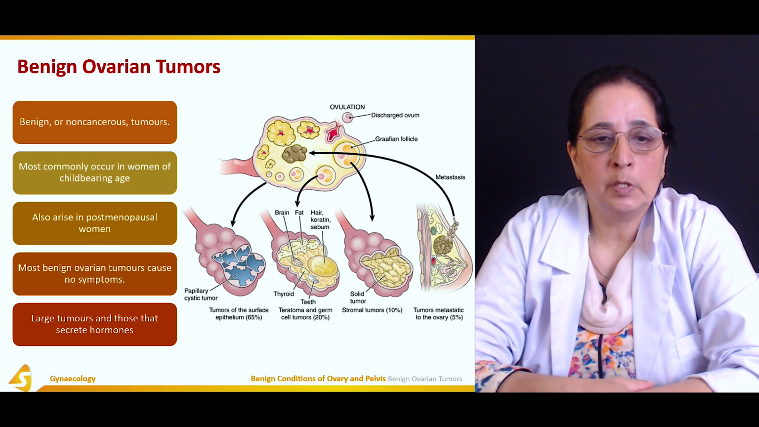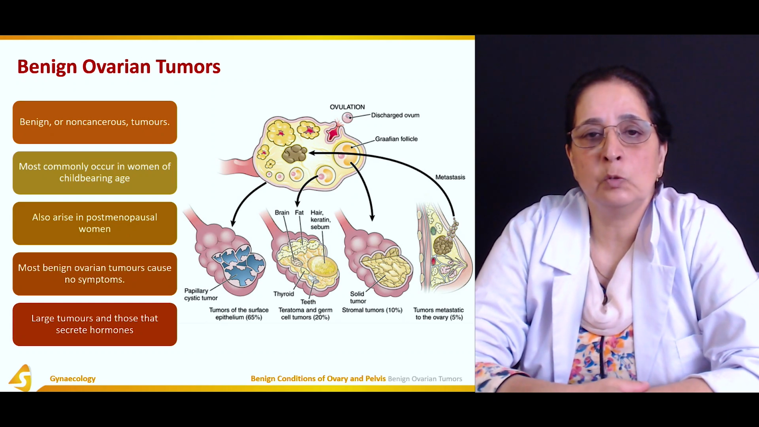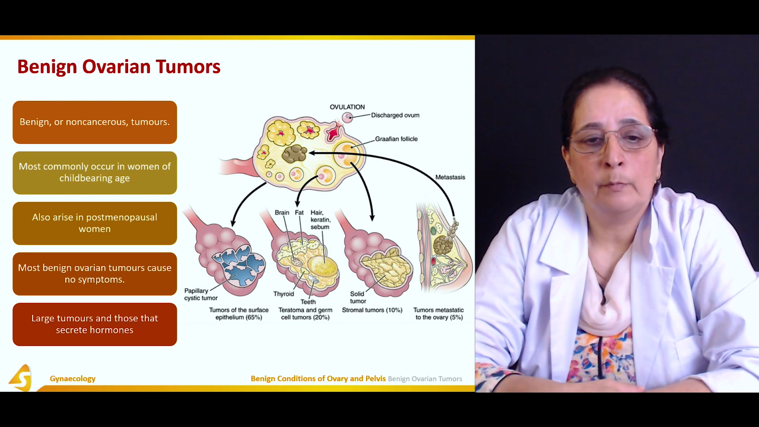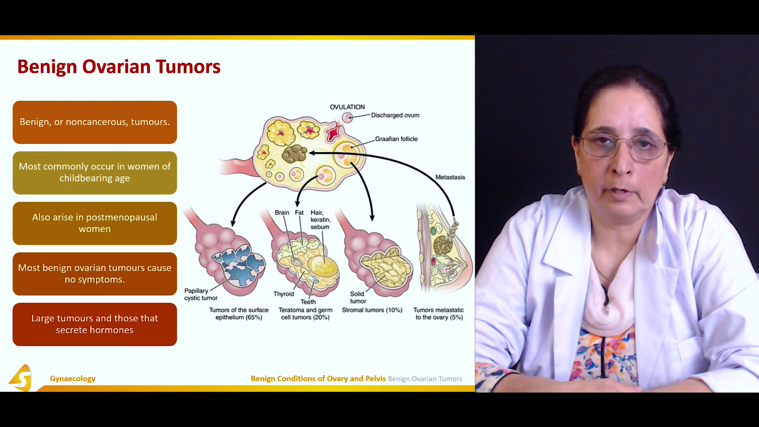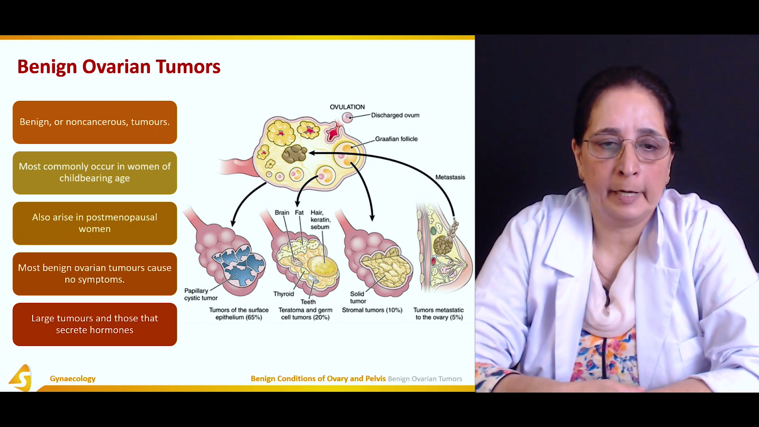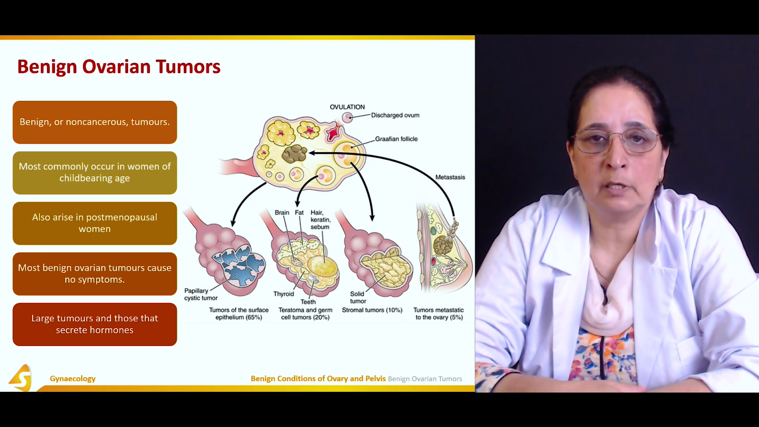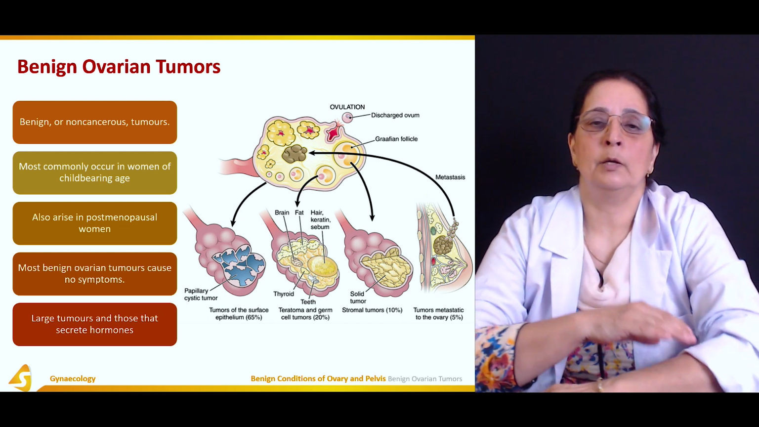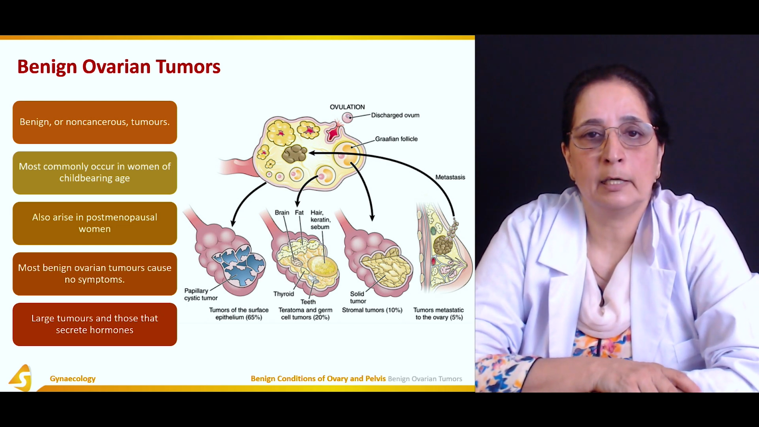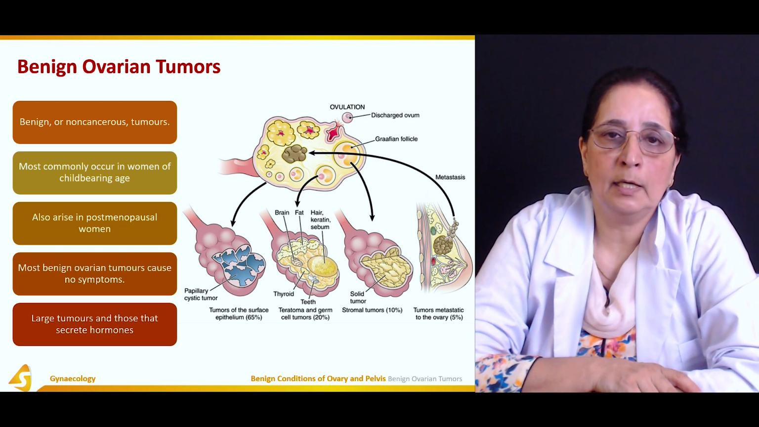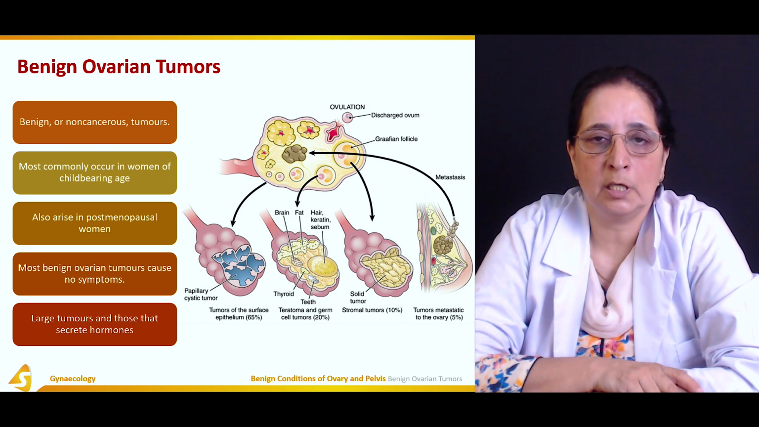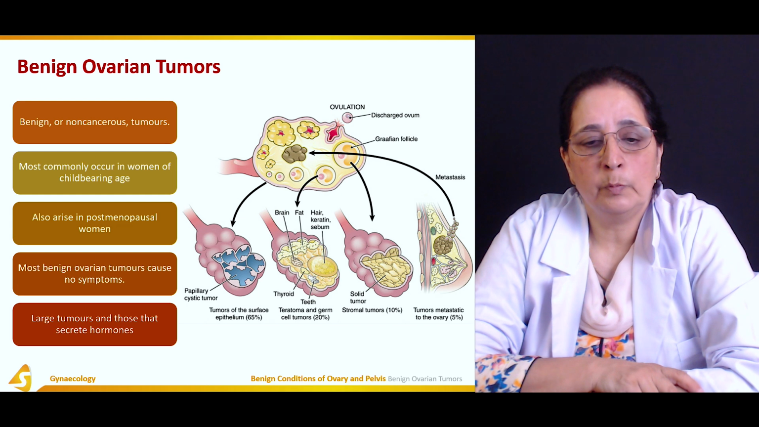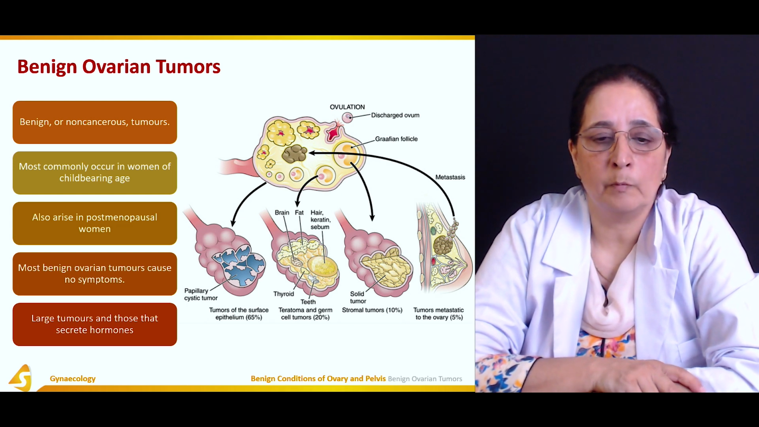So, benign ovarian tumors are benign, as the name shows. Benign tumors are non-cancerous. They are not malignant or metastatic. They most commonly occur in women of reproductive or childbearing age. They also arise in postmenopausal women, but the incidence is higher in reproductive age women. Most benign ovarian tumors cause no symptoms, so the patient doesn't know whether any benign ovarian tumor is present or not.